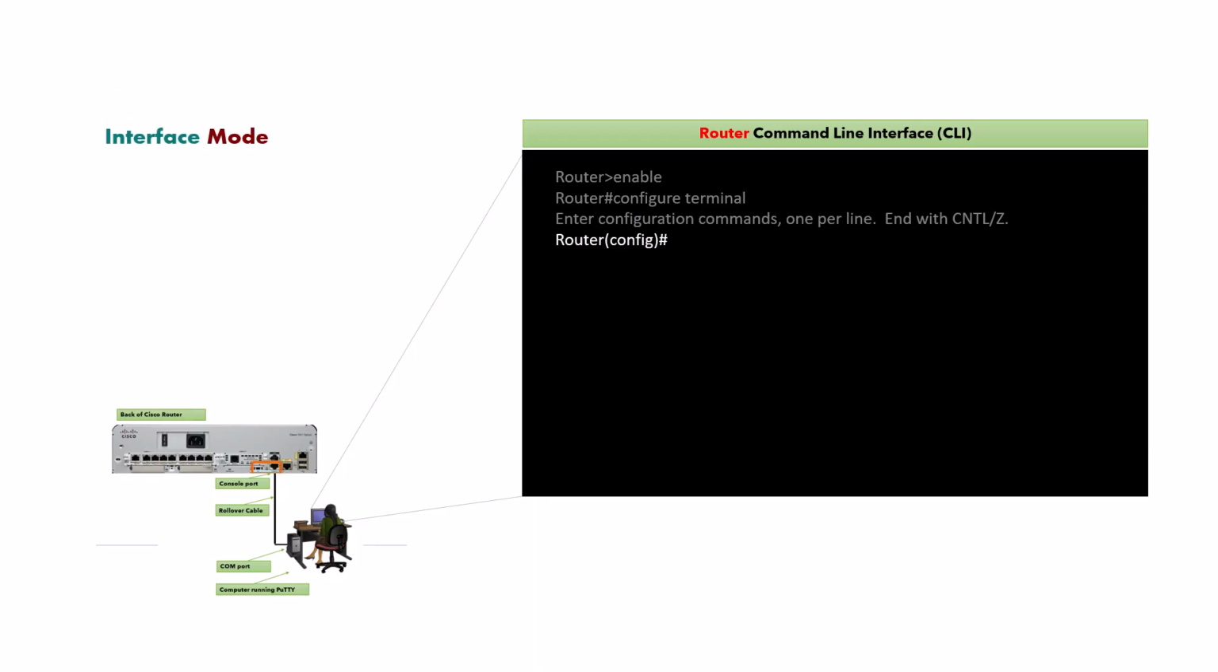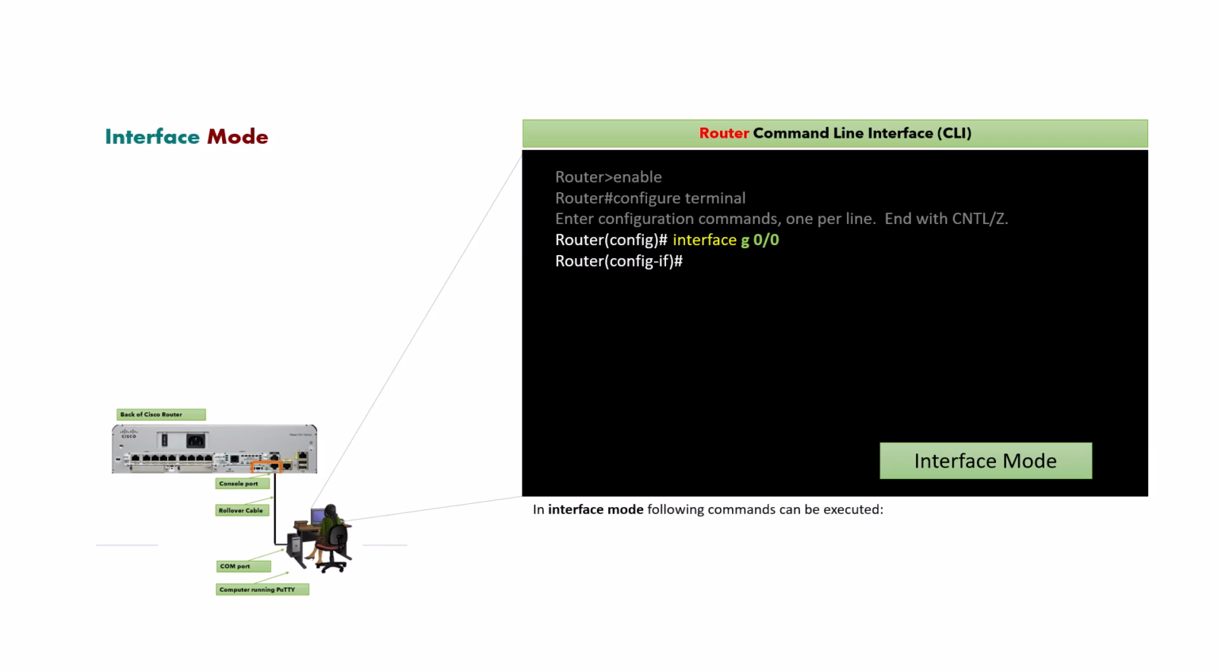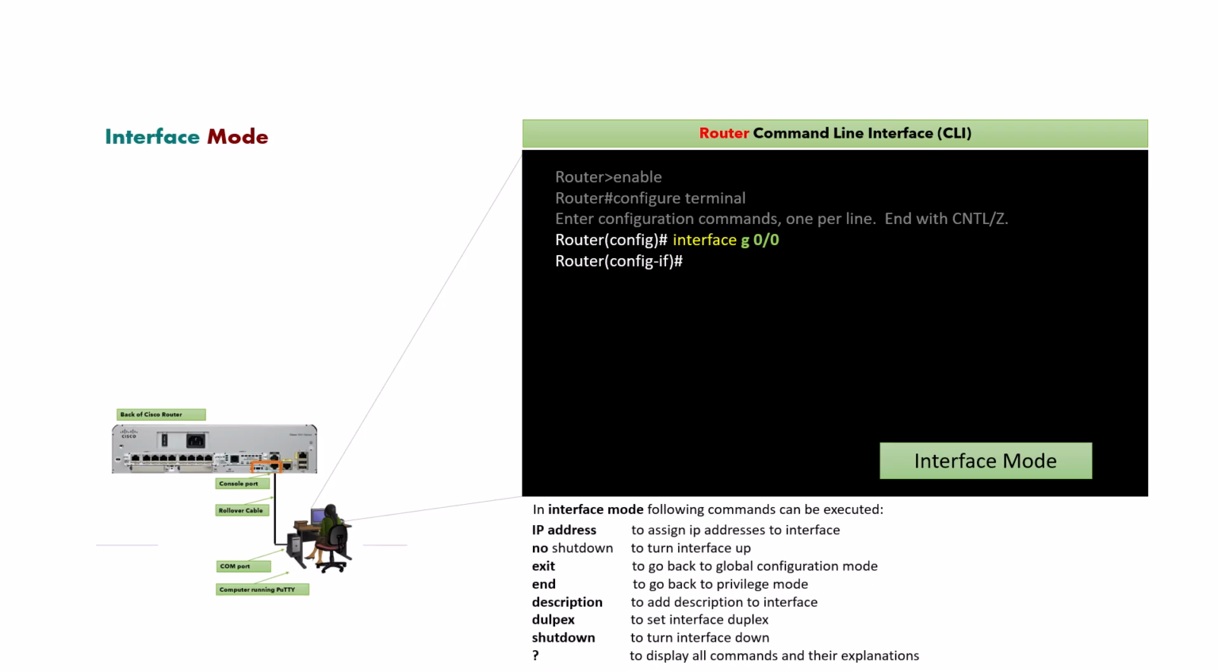In order to access interface mode from global configuration mode, you need to type the following command: interface, the interface name and its ID, in here gigabit 0/0. The prompt for interface mode is Router(config-if)#. If you type question mark and press enter, all the commands available at this mode are going to be displayed and explained. Some of the most commonly used ones are IP address, no shutdown, exit, end, description, duplex, and shutdown.